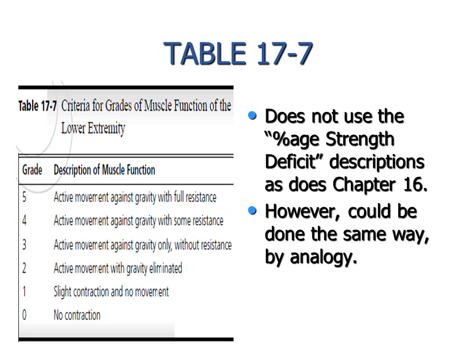So in Chapter 17, the same descriptions apply. A grade 3 involves active movement against gravity only with no resistance. Grades higher than grade 3 involve active movement against gravity with added resistance. Grades below grade 3 involve decreasing amounts of movement even in the absence of gravity. And a grade 0 includes no visible or palpable evidence of any kind of muscle contraction.